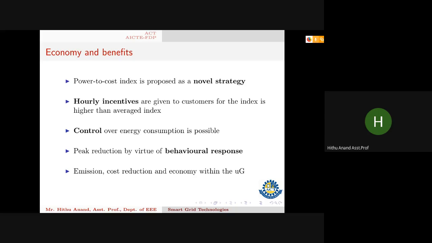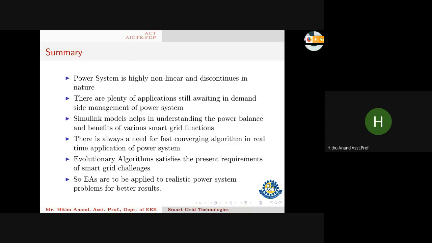It has given hourly incentive to the consumers. It has a control over consumption. It is depending on the behavioral response of the consumers. It can reduce cost, emission, and it can bring economy in the microgrid. So it is an overall control. It's an elegant approach that we are going to propose.